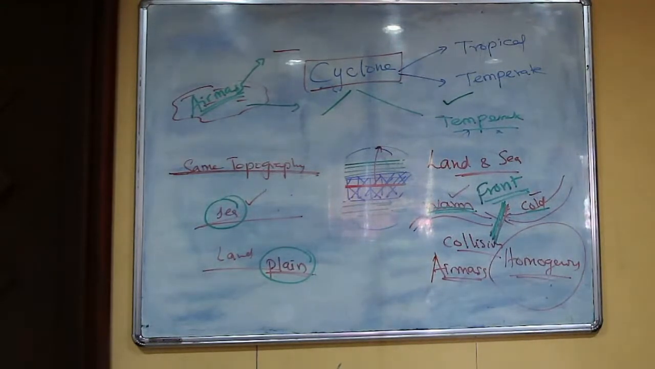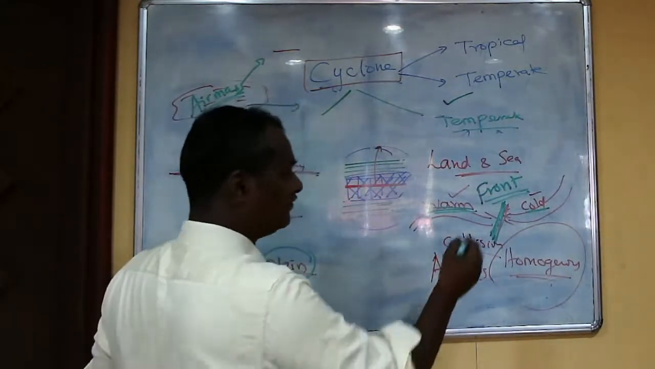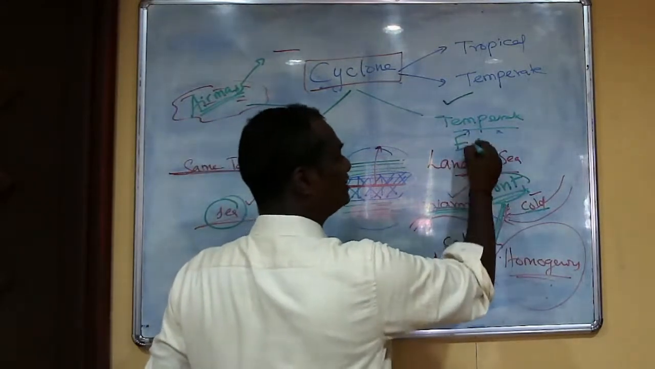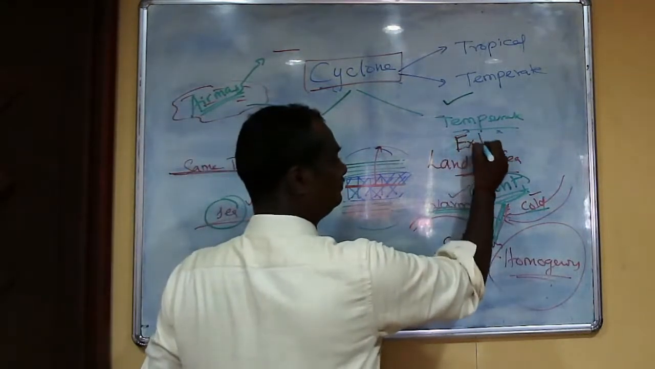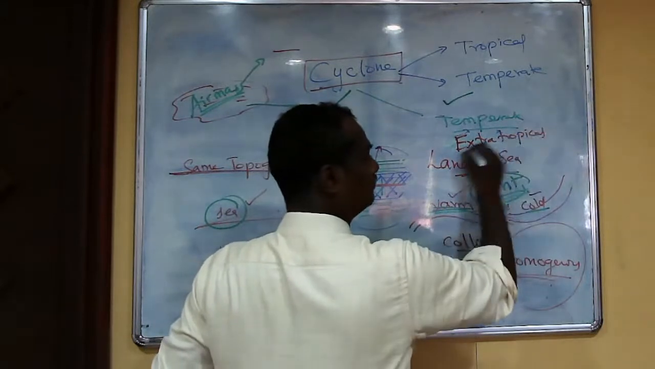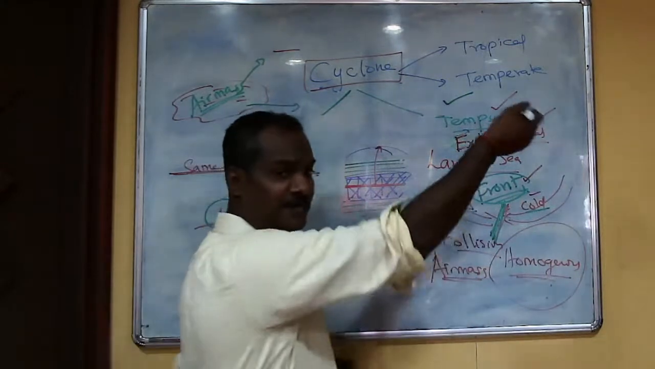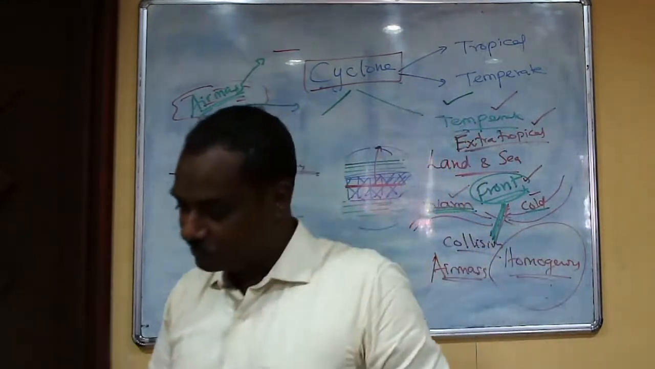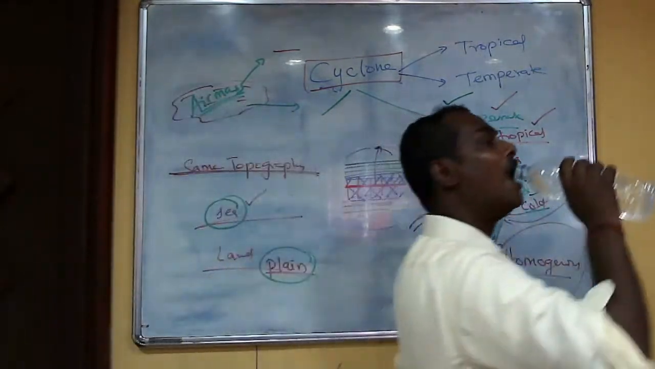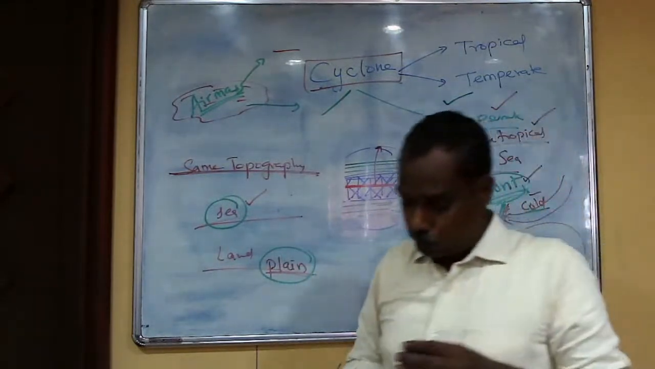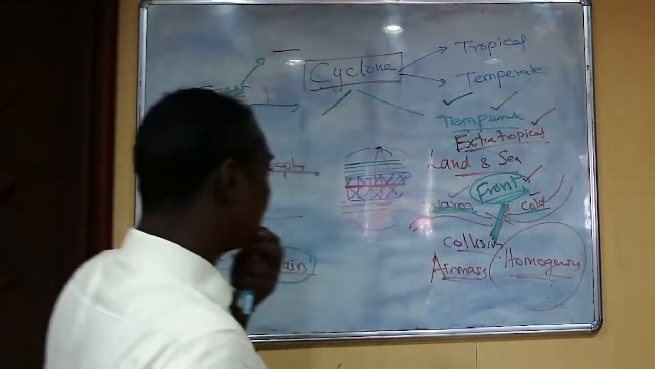Sometimes UPSC is concerned with the other name. This temperate cyclone is also known by the name frontal cyclone, or extra tropical cyclone. So temperate cyclone, extra tropical cyclone, frontal cyclone or polar frontal cyclone are the other names of the temperate cyclone.